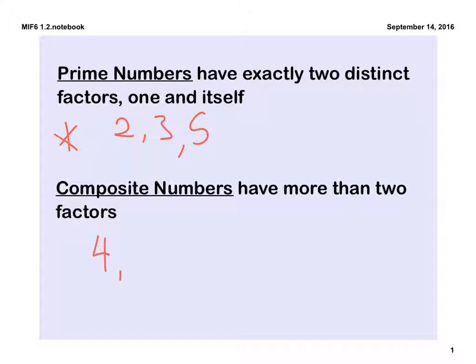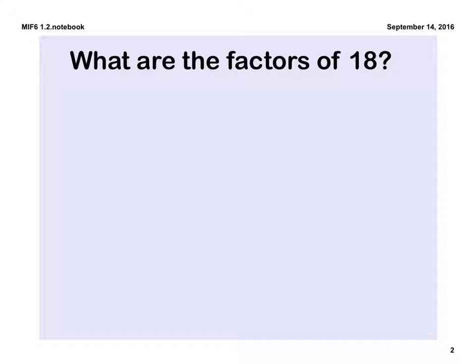And the number 6, think about that for a moment. Prime or not prime? Prime or composite? It's composite, because 6 is divisible by 1 and itself, but it's also divisible by 2 and by 3. So 6 is not prime. And for that matter, every even number, except for the number 2, is going to be composite. 2 is the only even prime number. So let's go on to a prime factorization.